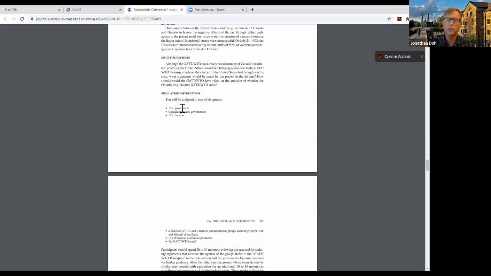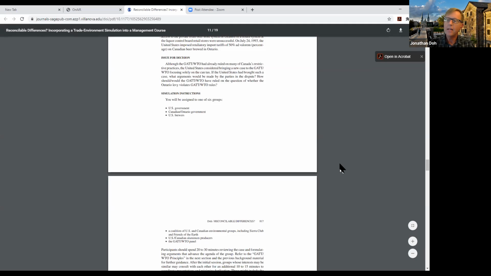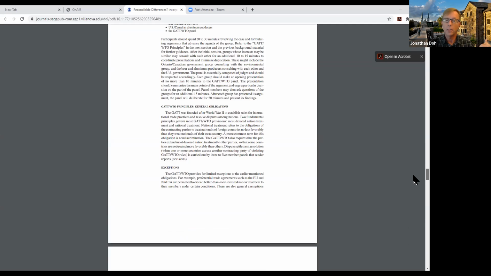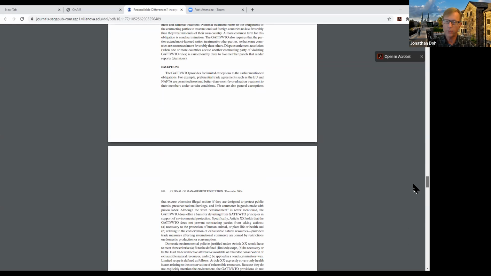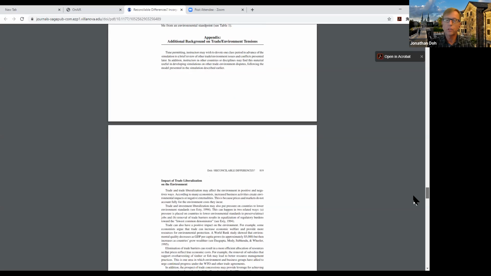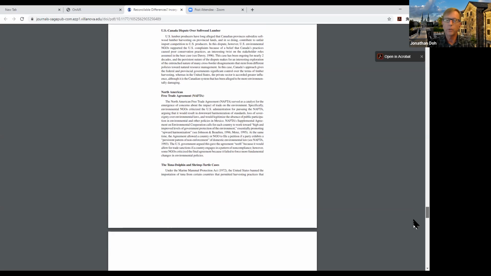So the way this simulation unfolds is this GATT-WTO panel, which is kind of the arbiter, lets each of these stakeholder groups make a presentation about why their perspective and their position is correct and consistent with both trade and environmental policies. And then the GATT-WTO panel kind of rules, if you will, or makes a decision. And then there's kind of a debrief afterwards. And so this article walks the instructor, the faculty member, through how this would work in the classroom, and also provides the actual instructions that students would use in going through this exercise.